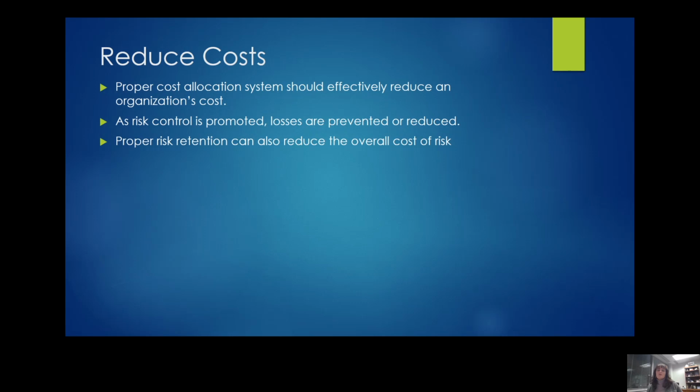The more you promote risk control, losses can be prevented and reduced, which saves money for the entire organization. Also, figure out what that proper risk retention is. How much can you afford to foot the bill for a loss, and how much can you not? At what level should you buy insurance so you're not financially damaged by that particular loss? If you do a good job of all of these things, you're overall going to reduce your total cost of risk.